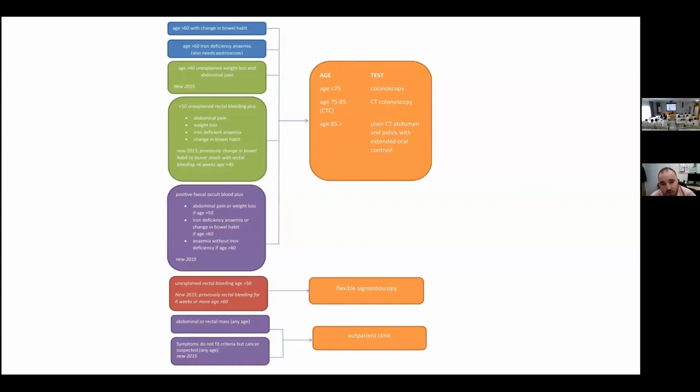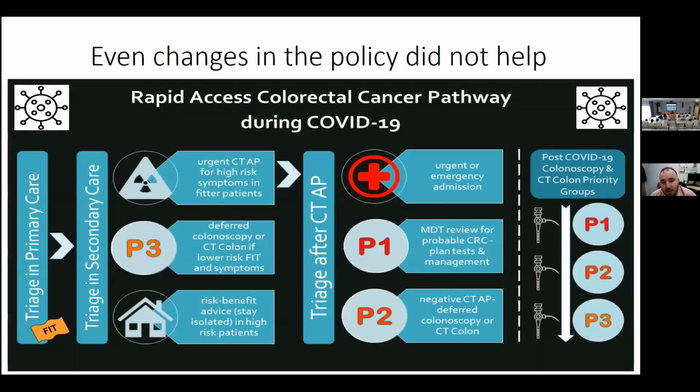And for those aged more than 85, we just do a plain CT with tumor markers and reassess them in the clinic. Even during the COVID times, our 2-week policy was not changed that much. The only thing that probably changed, in my opinion, was that we stopped seeing the patients face to face and just consulted them over the phone, but the pathway continued to work.